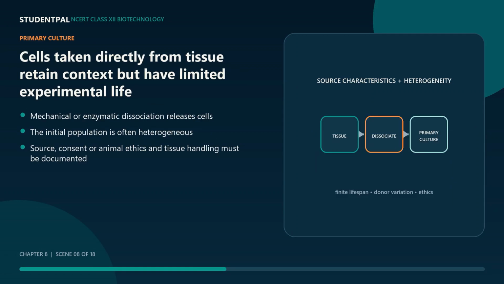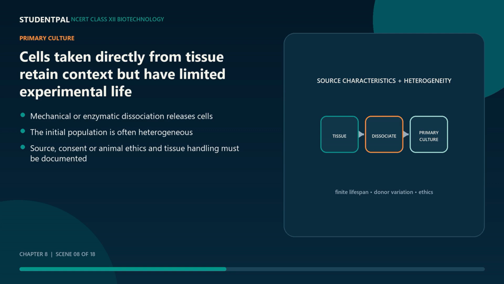A primary culture is established directly from tissue. The sample is dissected, and cells are released by mechanical disruption, enzymatic dissociation or both, under conditions that preserve viability. Different cell types may survive, attach and proliferate differently, so the resulting culture is often heterogeneous. Primary cells can retain many source tissue characteristics and may provide greater physiological relevance than a long-established line. However, they usually have a finite lifespan, show donor-to-donor variation, and can be difficult to standardize.